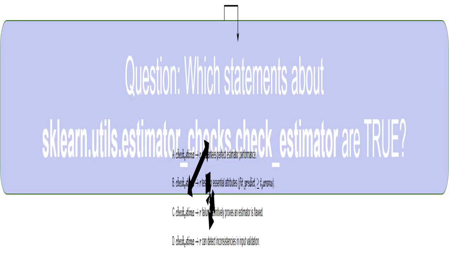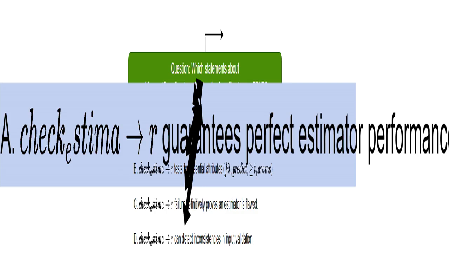This question is all about understanding what the _check_estimator function in scikit-learn actually does. It's a tool to help us make sure our custom estimators follow the rules of scikit-learn. Think of it as a quality check, not a performance test. Nope. _check_estimator doesn't promise a perfect scoring model. It's just checking that the estimator's structure is correct, that it has the right parts and follows the conventions. Even a perfectly structured model can be a terrible predictor.